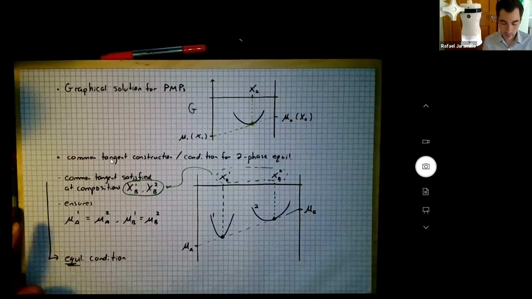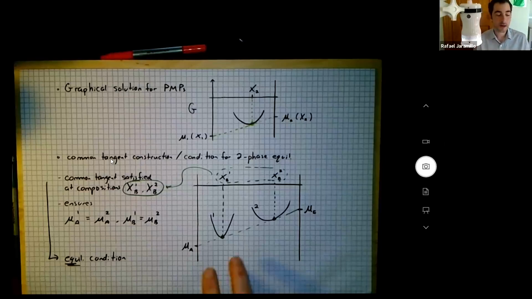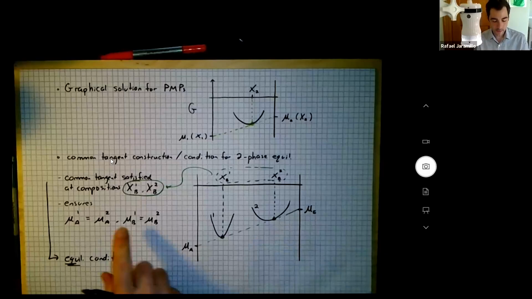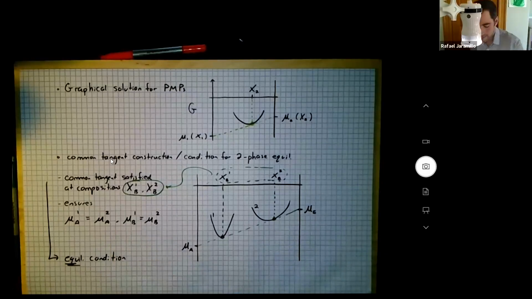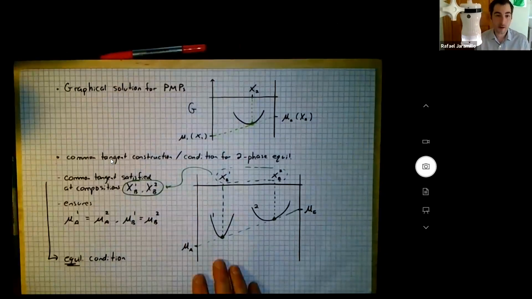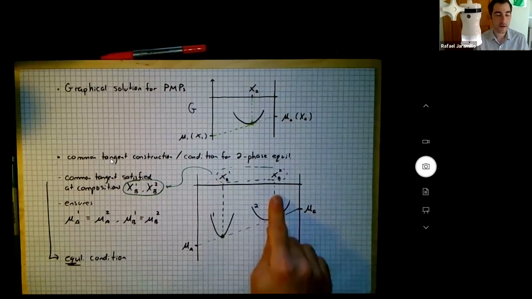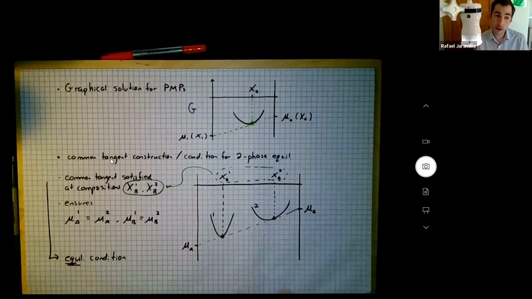So a common tangent on a free energy composition diagram is the same as the equilibrium condition. When you can draw the common tangent, then you can have two-phase equilibrium, and only at those compositions that satisfy the common tangent. If there's no common tangent you can draw, then there's no two-phase equilibrium possible. So we're sort of knitting things together here across different lectures.